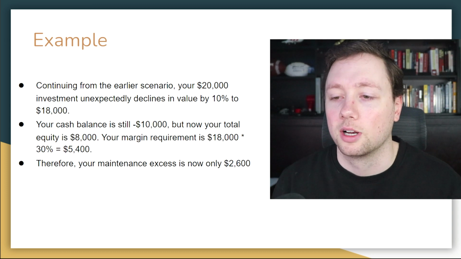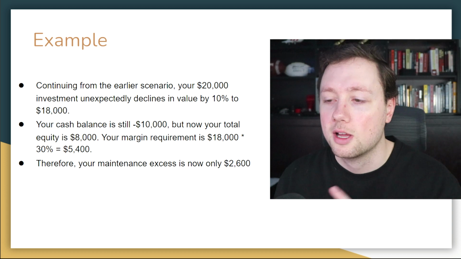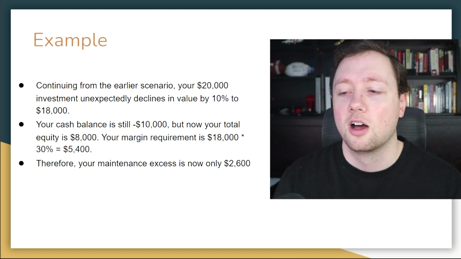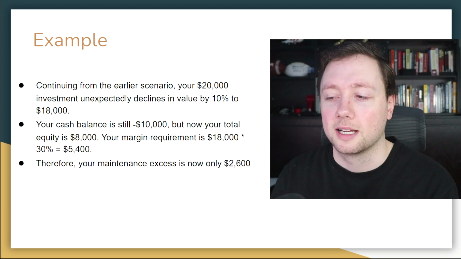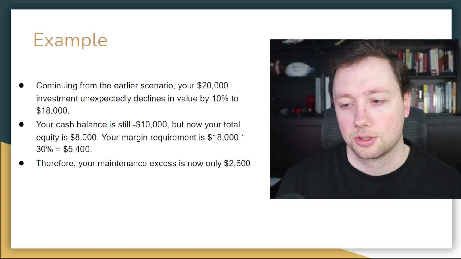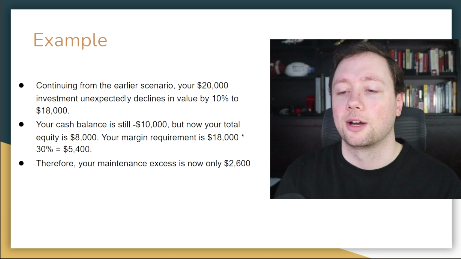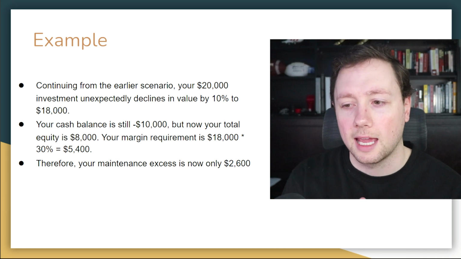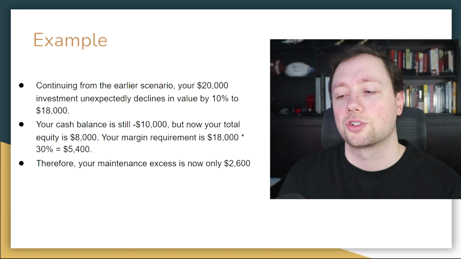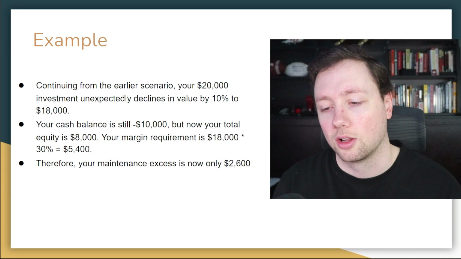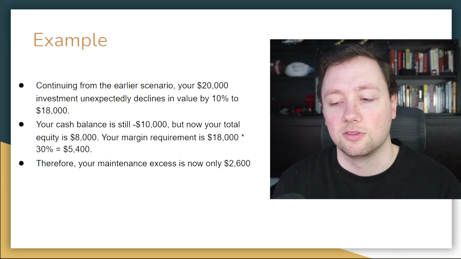Now let's keep going, and we continue from the earlier scenario, and your $20,000 investment unexpectedly declines in value by 10% to $18,000. Your cash balance is still negative $10,000, but now your total equity is only $8,000. Your margin requirement equals $18,000 times 30% equals $5,400.